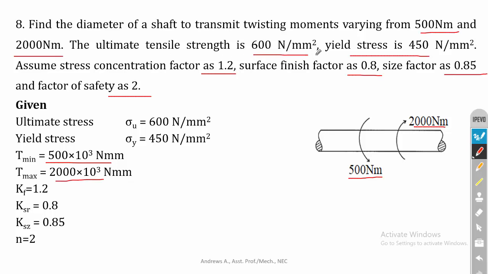The ultimate tensile strength is 600 Newton per mm square. Then the yield strength is 450 Newton per mm square. The stress concentration factor is directly given. It is 1.2, Kf is equal to 1.2. Surface finish factor and size correction factor are 0.8 and 0.85. Finally, the factor of safety is given. It is 2.